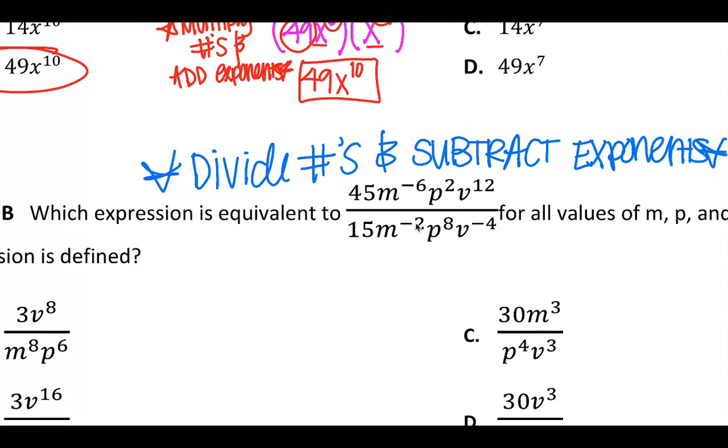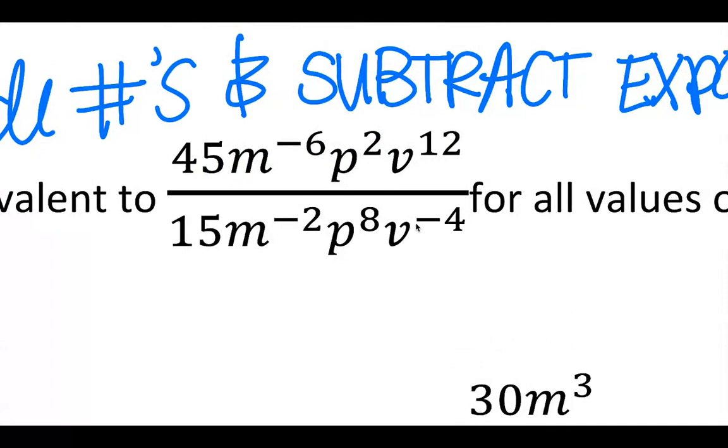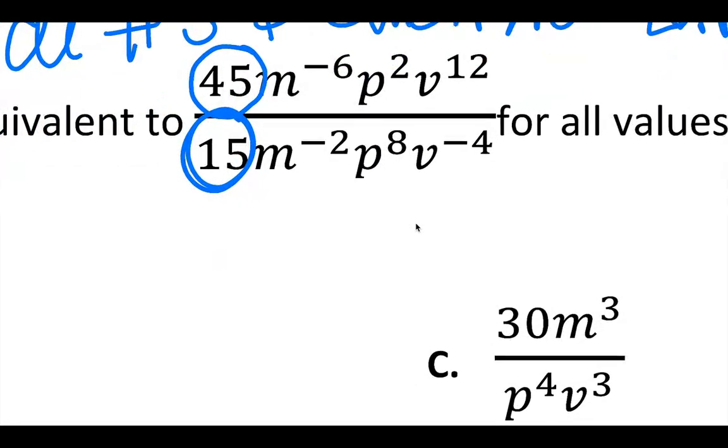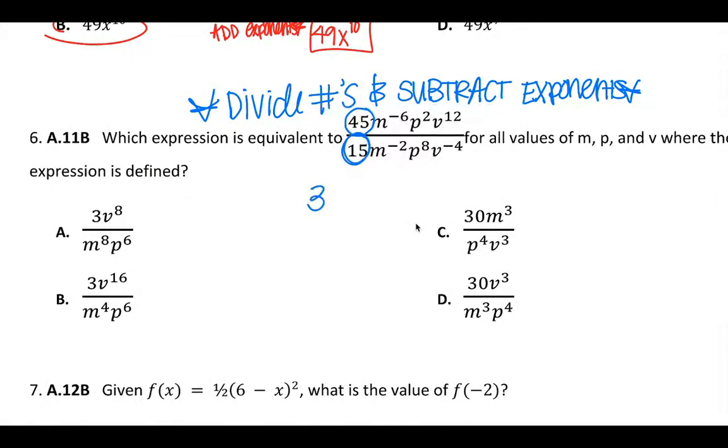Again, if you forget, it's on that part of the chart. So first I'm going to divide 45 and 15. So 45 divided by 15 gives me 3. Just by knowing that, I can mark off C and D, right? So that's all I knew how to do. We got a 50-50 shot, but we know how to do more.